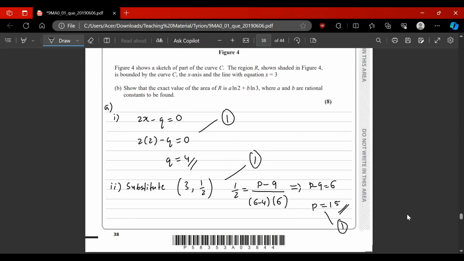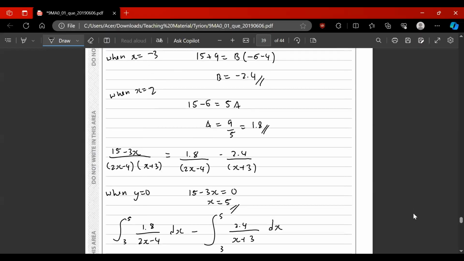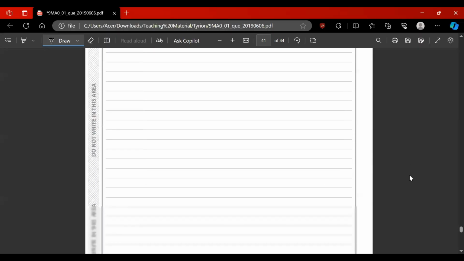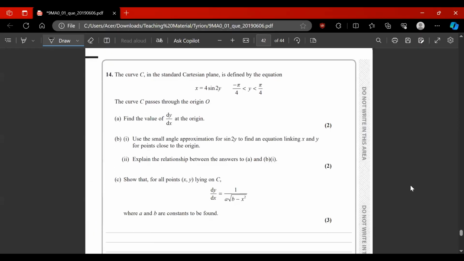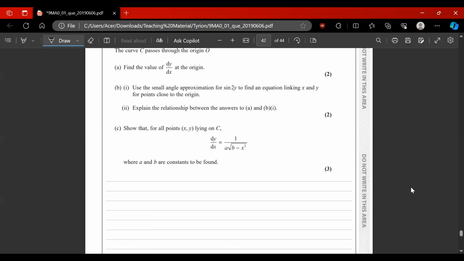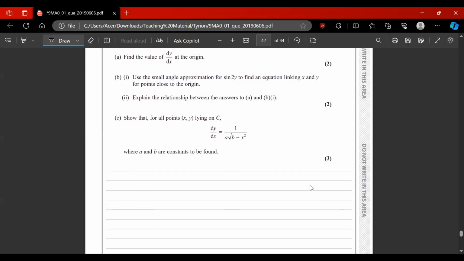So now let's move on to question 14. So the curve C in the standard Cartesian plane is defined by the equation x equal 4 sin 2y. The curve passes through the origin, and in part A, we are asked to find the value of dy over dx at the origin. So remember, x is equal to 4 sin 2y.